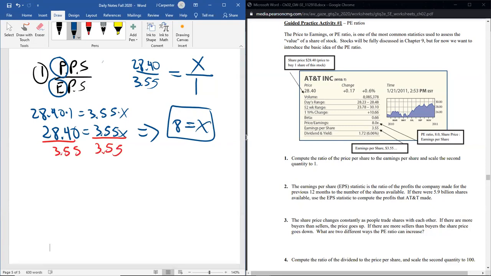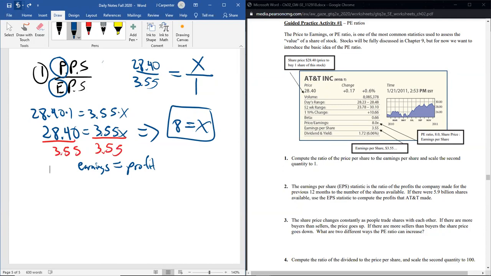All right, so number 2, the earnings per share or EPS statistic is the ratio of the profits the company made. Earnings, profit, remember those two words are interchangeable, but we don't like to go profit per share because that would be PPS, and that's price per share. It would be the same abbreviation for two things, so that's why people really like EPS for that one. That would be extremely confusing.